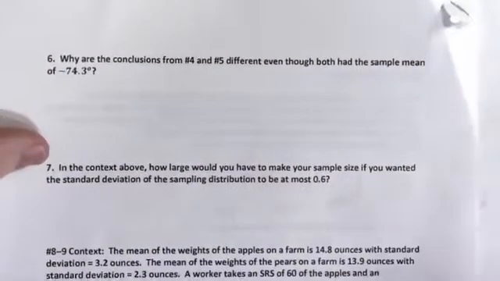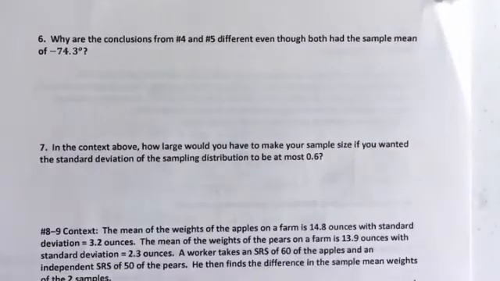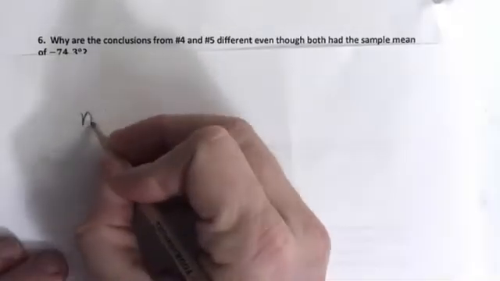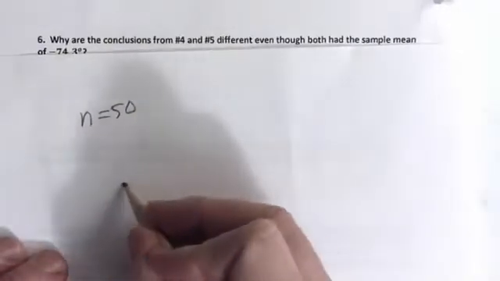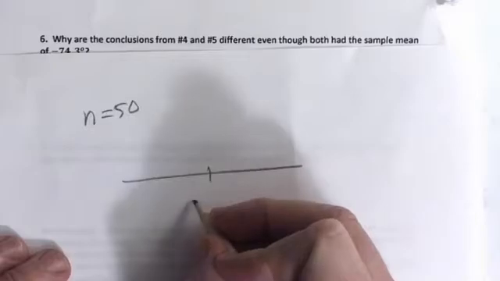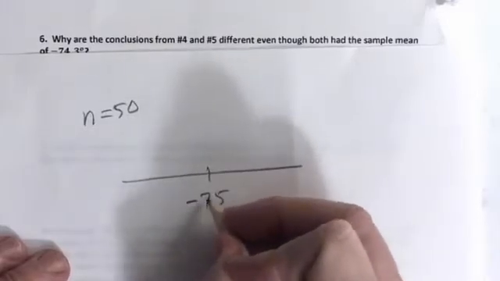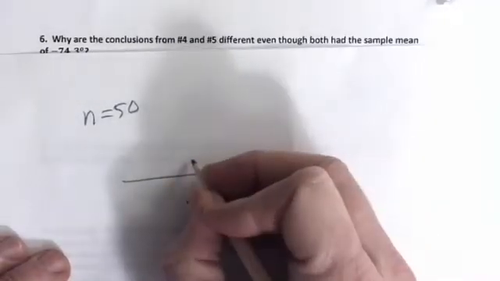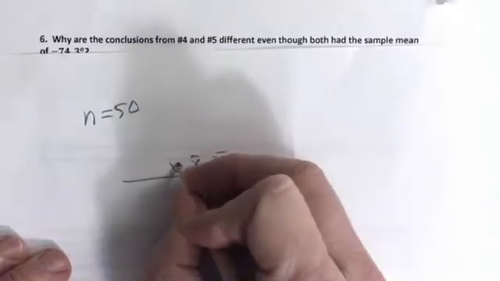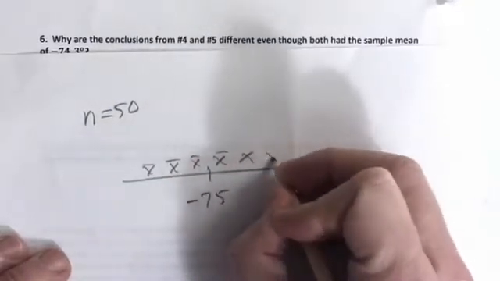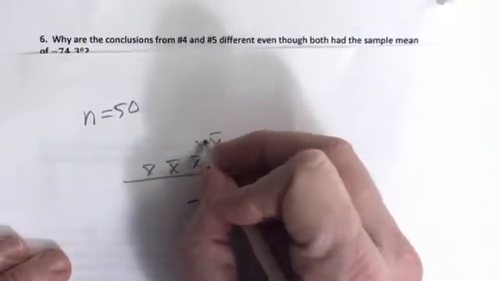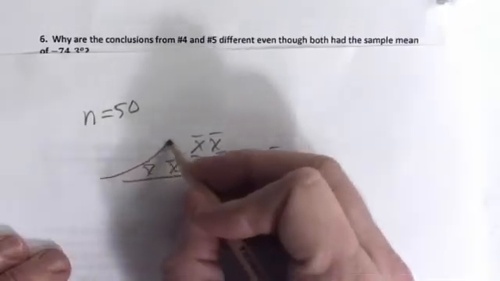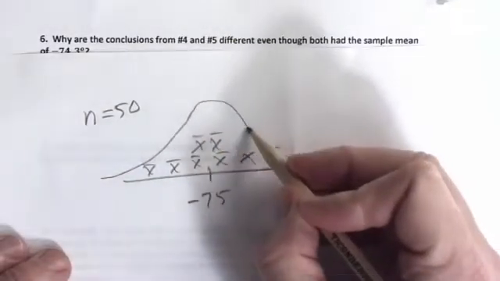So this one says: why are the conclusions from number 4 and number 5 different, even though the sample mean is negative 74.3? Now, what's happening here is this: when your sample size is smaller, so when your sample size is 50, your sampling distribution is going to be centered around the population mean. And here's all your X bars. So they're going like that, and they will vary approximately normal. When you look at all these X bars, they will vary, let's say something like that.